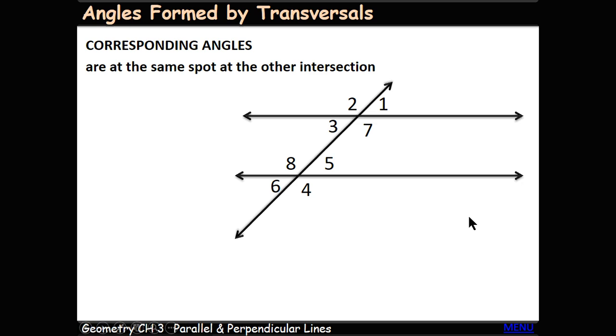There's another type of angle pair besides same side and alternate, interior and exterior. They're called corresponding angles. Corresponding angles are actually kind of easy. It just means they're in the same spot at a different intersection. For example, angle 2 here is in the top left corner of this top intersection. Which angle is in the top left corner at this lower intersection? It's going to be angle 8. They're both in the top left. That's what corresponding means. Corresponding means in the same place at a different intersection.